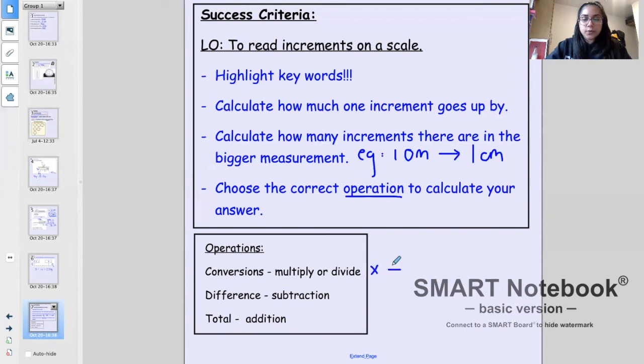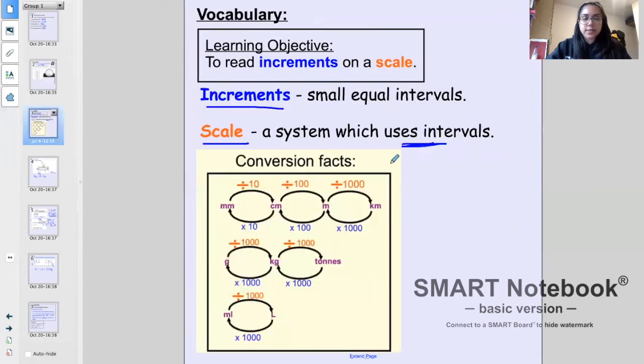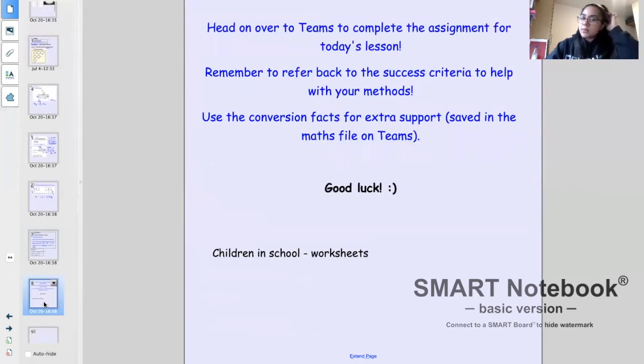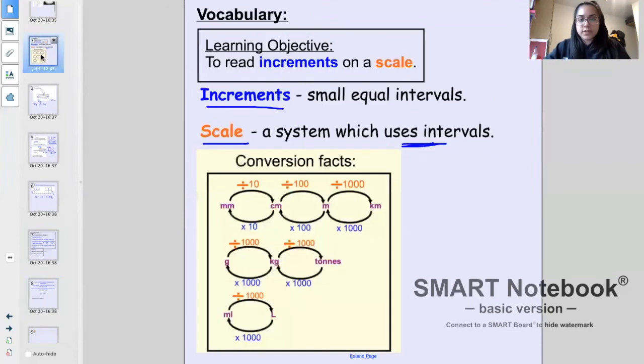So just remember all of that, and if you can't remember, you can always come back to the video and have a look here. Okay. Feel free to use the conversion facts here to help you as well. But if you'd want a challenge, try not to look at this. So I will leave you there. Can you please head on over to Teams to complete today's assignment? Again, refer back to the success criteria to help you with your methods, and use the conversion facts. It's also saved on Teams in the maths file as well, or you can just look at the video here.